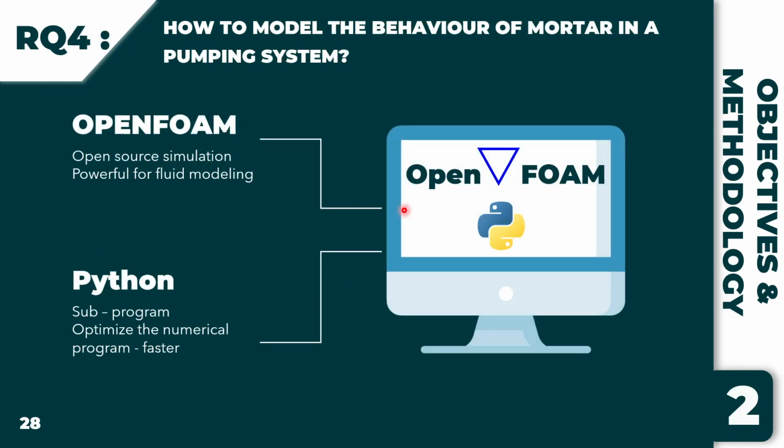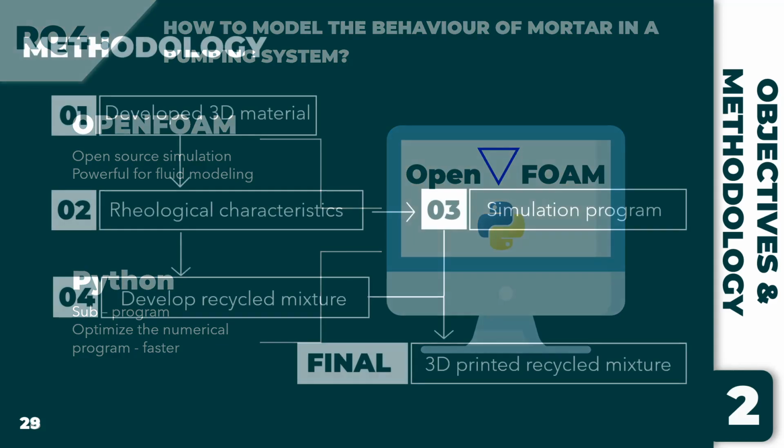To answer the fourth question, I use two programs to run the modeling. The first, my primary software, is OpenFOAM. This is an open source simulation tool. I can use this to simulate the behavior of fluid, and our material mortar is a non-Newtonian fluid. This is perfect for this software. And the second is Python. Python is a sub-program. I use that to optimize the numerical program.